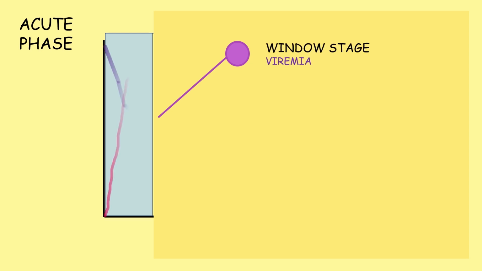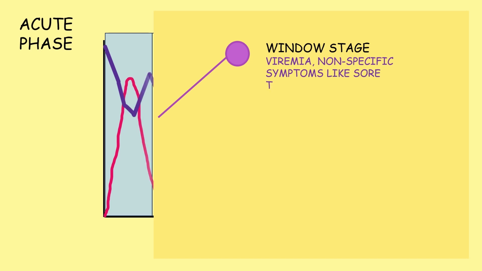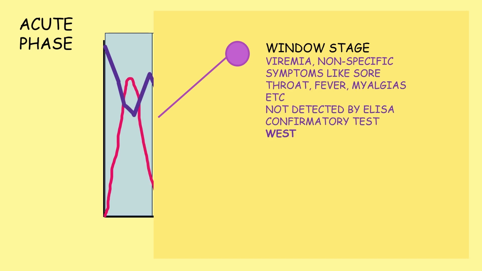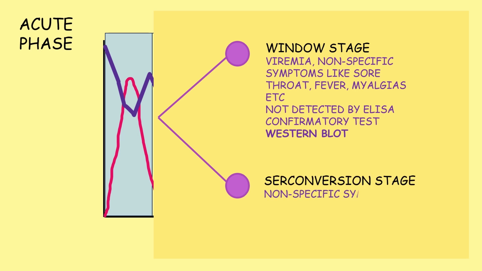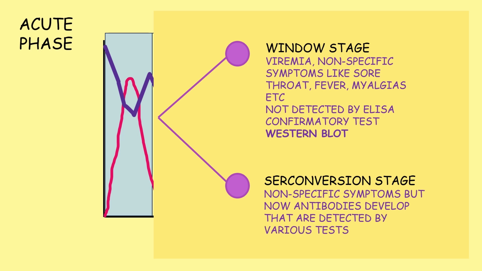First, the window stage. Here, the patient presents with viremia and non-specific symptoms like sore throat, fever, myalgias, etc. The virus cannot be detected by ELISA, and the only confirmatory test at this point is the Western blot test. The second stage is the seroconversion stage. Here, non-specific symptoms persist, but now antibodies have developed that are detected by various other tests.